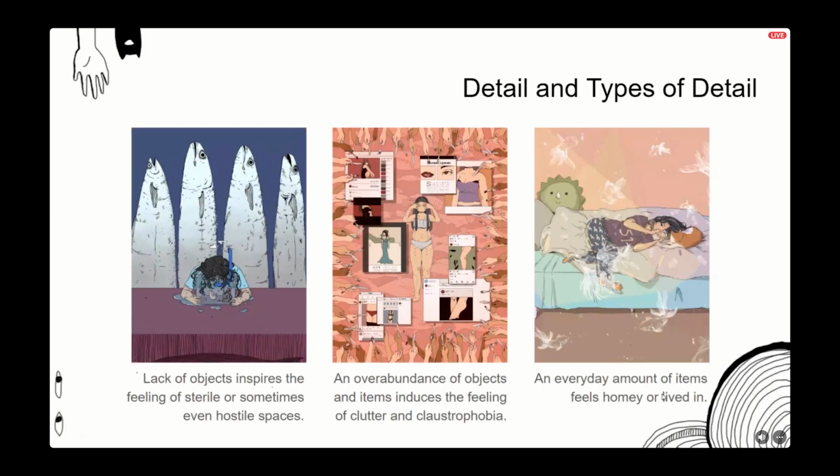And then there's an everyday amount of items. So this is just like if you want your place to look homey or lived in, or your illustration to look kind of just like a snapshot of day-to-day life, then yeah, like a stuffed animal, or making sure the feet of the bed are seen so that it doesn't feel like something that unnatural. So having your choice of detail, I think, really helps you in composing an illustration.